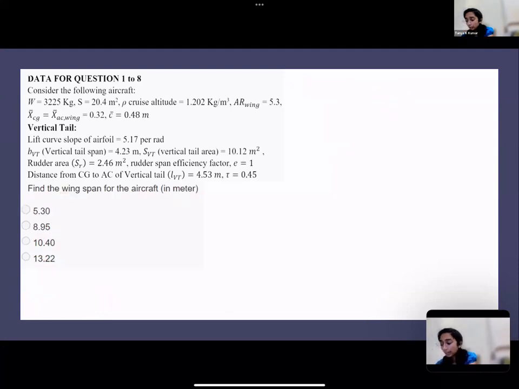Find the wingspan of the aircraft. How do we do this? Of the aircraft. So they're giving you the span of the vertical tail, not of the aircraft. How do you find it for the aircraft? Wingspan of the aircraft, the span of the wing. How do you do that? Again, take a moment, think about it. We've used this formula before. So just think about it.